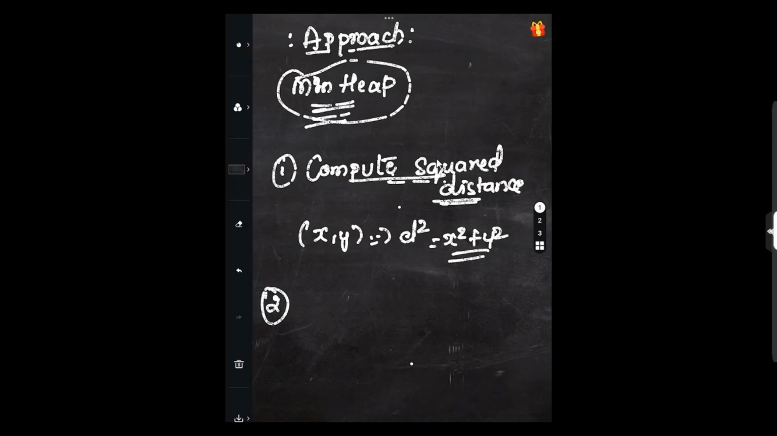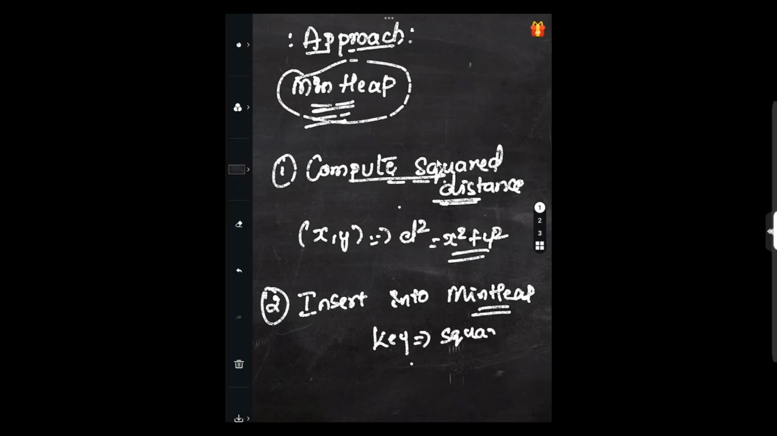Second step is to insert into min heap. We have to insert the values into min heap. This will be the second step. When I say insert into min heap, we have to store each point in the min heap where key is the squared distance. So we insert each point into min heap where key is nothing but the squared distance.